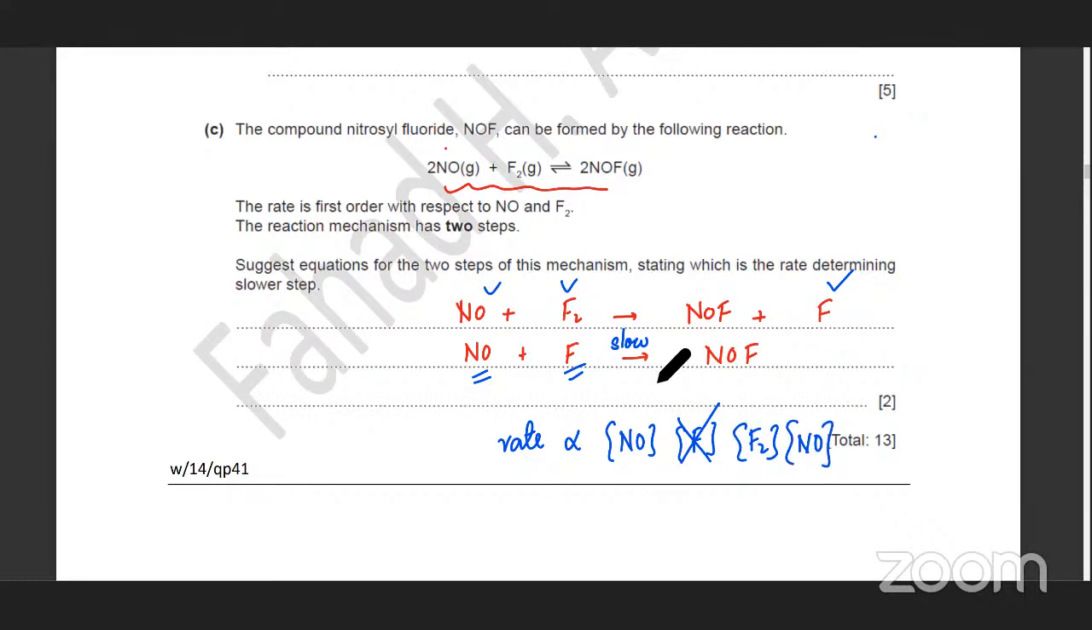अच्छा, so if I take the second step as the slow step, then the problem is going to be that NO जो है ना, that would come twice. It would have order 2. And he was very specific that the rate is first order with respect to NO and F2. So the second step is not going to be the slow step. Let's try the first one. First one is going to be the slow step. So the rate would be dependent on just NO and F2.